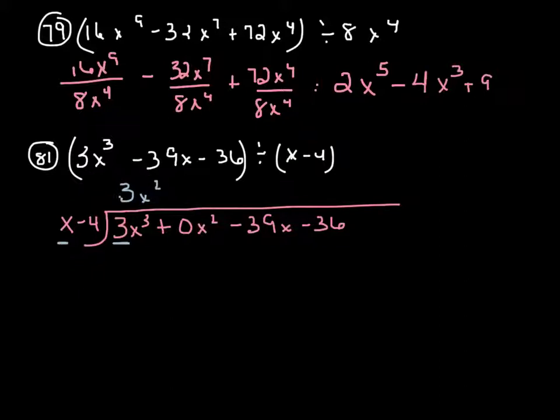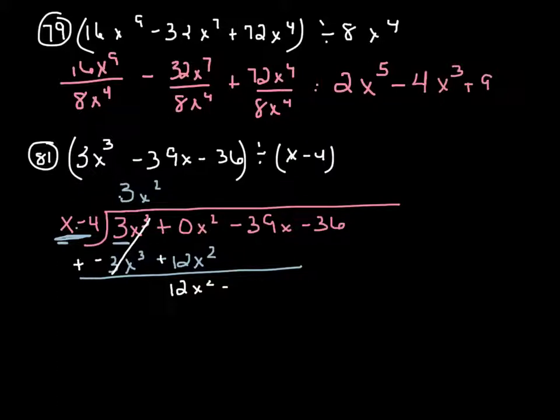And now we take 3x squared times both of these terms in the front. So we take 3x squared times x, we get 3x cubed, and 3x squared times negative 4 would be negative 12x squared. Now in long division, the next step is to divide, or subtract, which we've talked about means you could add the opposite. So those now would cancel, and I'd have 12x squared minus 39x minus 36.